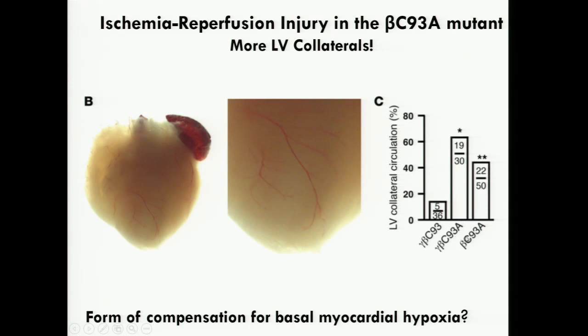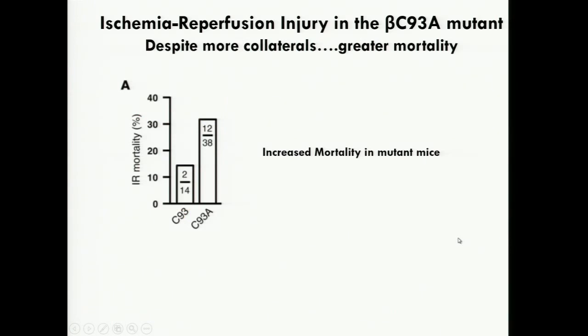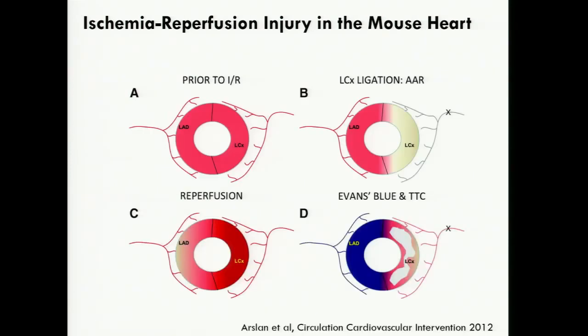They had two types of mutants. It doesn't really matter. When you see 93A, that's the mutation of the cysteine to alanine, and these two groups are pretty much the same physiologically. Despite more collaterals, there was increased mortality in the mutant mice. So this is the mortality from the ischemia reperfusion, and you can see that there's a significant increase in mortality in the mutant mice.